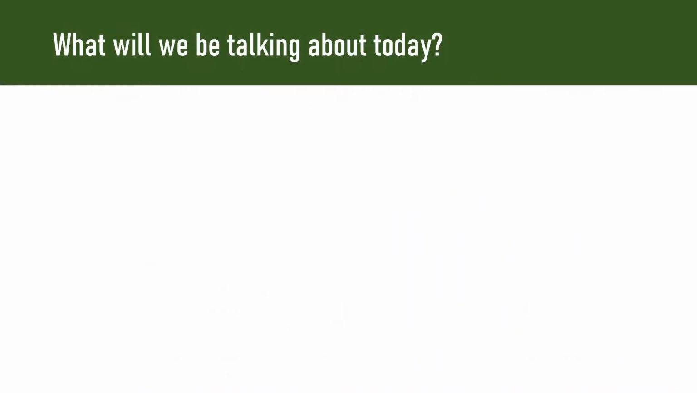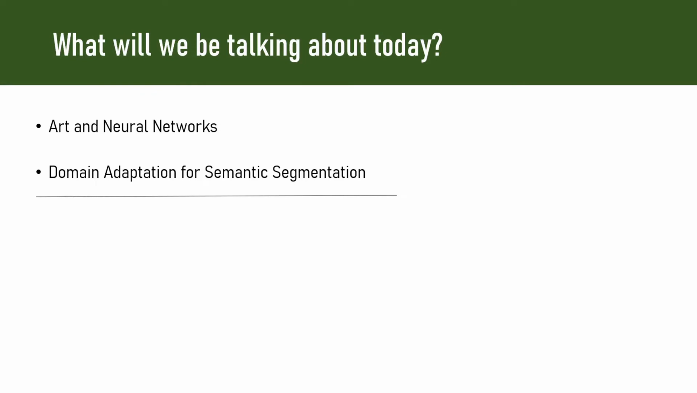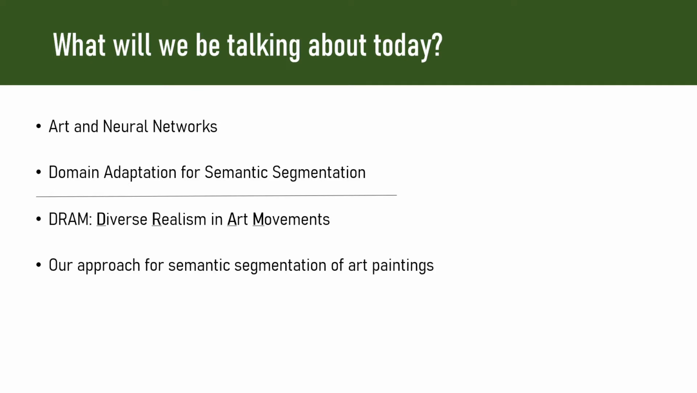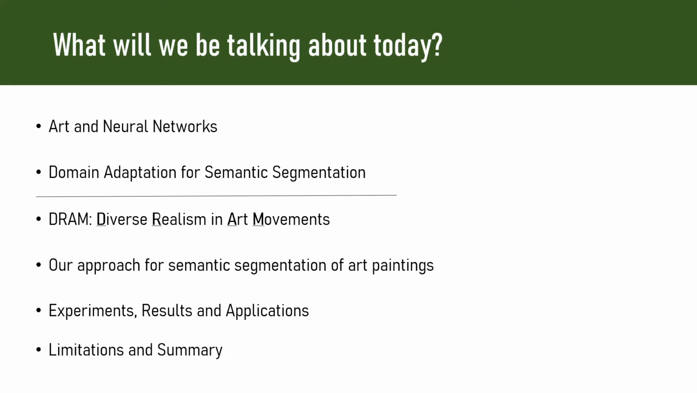We're going to be talking about a few subjects today. We're going to start with a brief background on art and neural networks and domain adaptation for semantic segmentation. Then we're going to proceed to DRUM, the dataset we built for semantic segmentation of art paintings, and our approach for semantic segmentation of art paintings. We're going to show some experiments, results, and applications, and we're going to conclude with limitations and a brief summary.